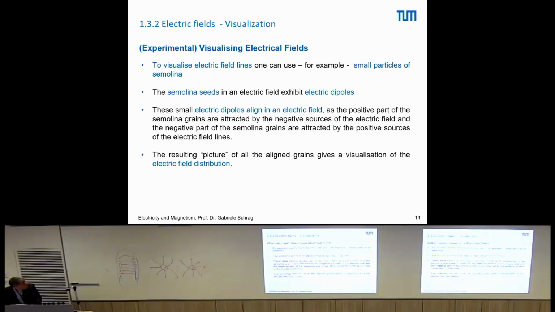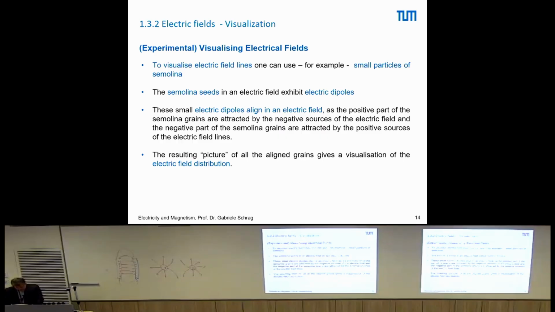So there are some ways of visualizing the electric fields, and there are ways that you can also test yourself. It is supposed to work with semolina seeds that you put into an electric field. So you need some kind of grain or something that has some electric dipole in itself, so that it will exhibit an orientation. And I can show you here a video of how these electric field lines can be visualized.